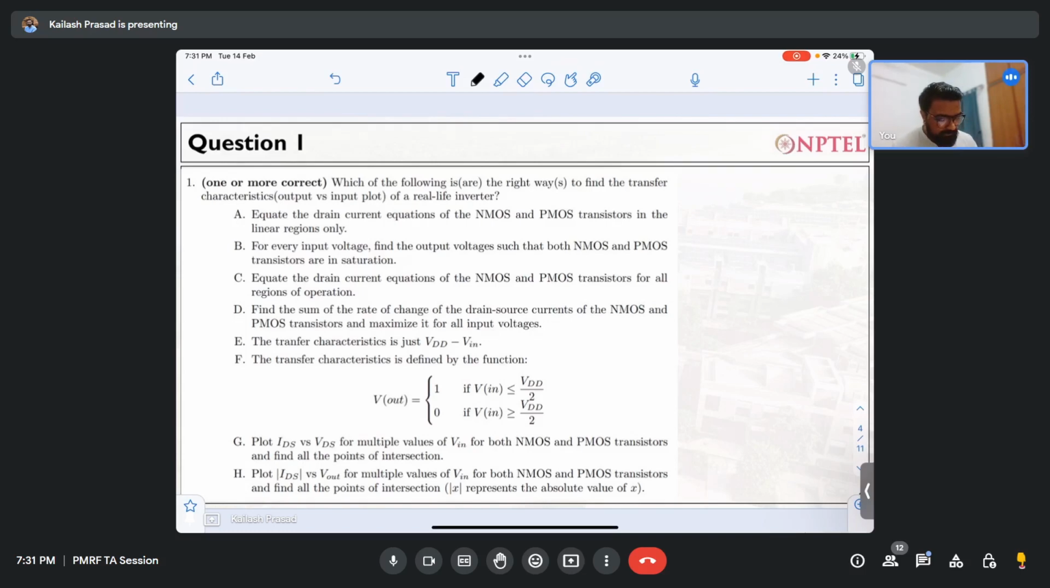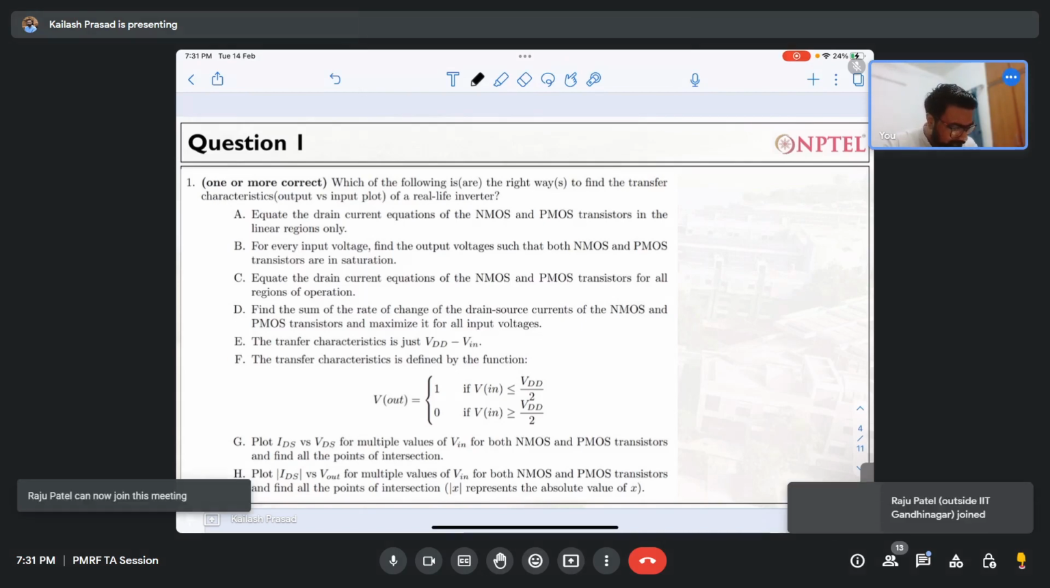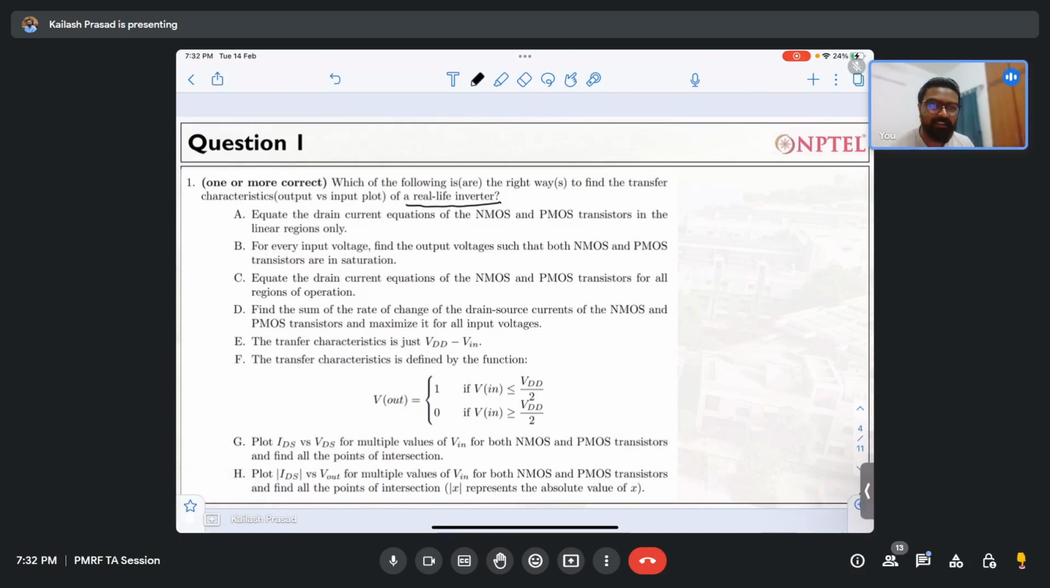See, the question is saying: which of the following is the right way to find the transfer characteristic, that is output versus input plot, of a real life inverter? So see, it says a real life inverter. Now the question is, what is a non-real life inverter? Non-real life means ideal inverter. So let me draw the characteristic for you. This is the ideal characteristic of an inverter. If this is VDD, this will be VDD by 2. This is 0, this is VDD, this will be your V in, and this axis will be V out.